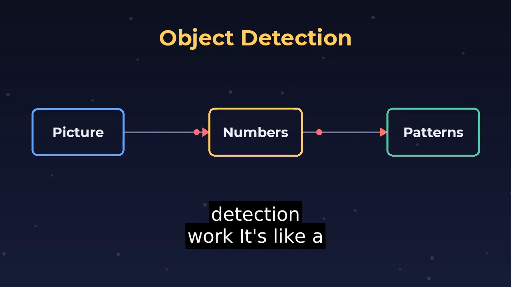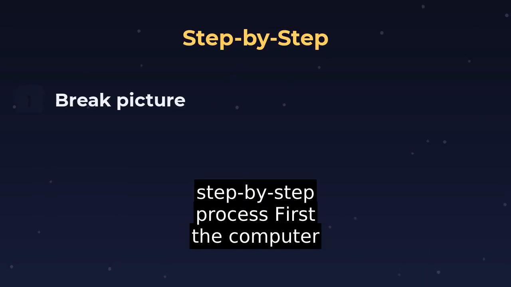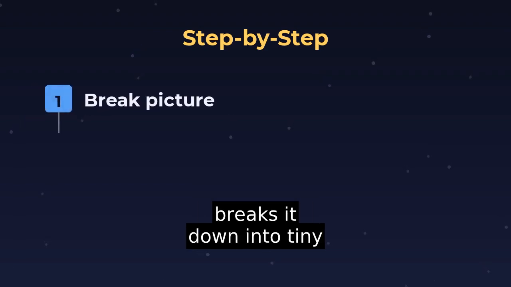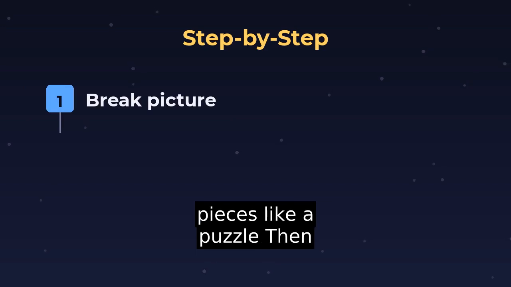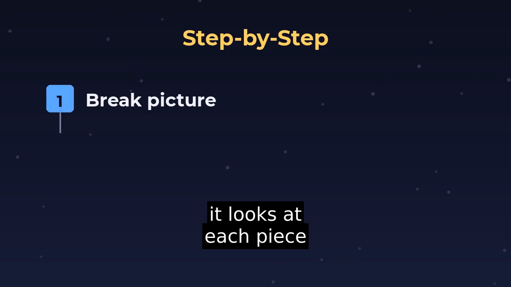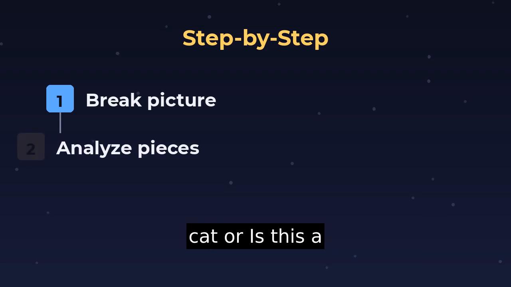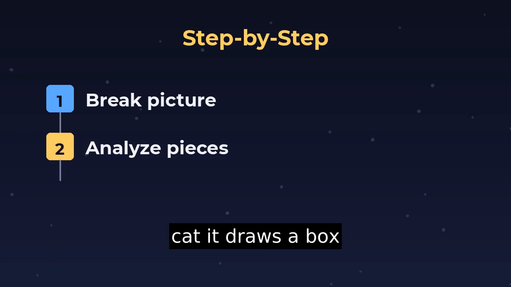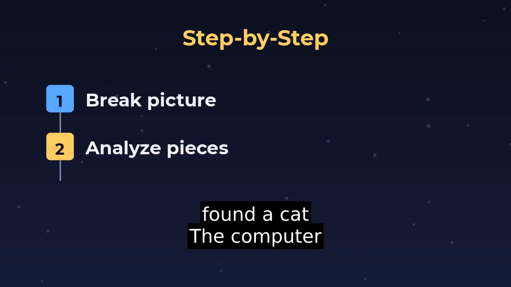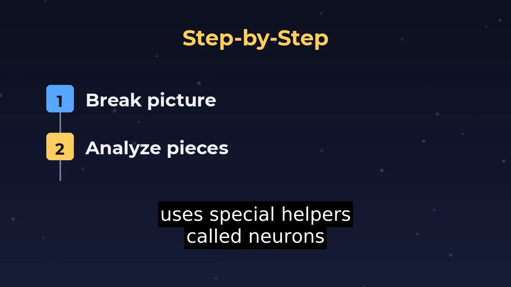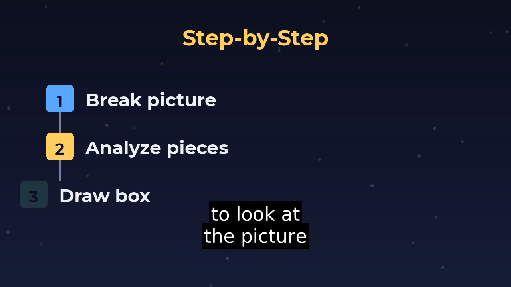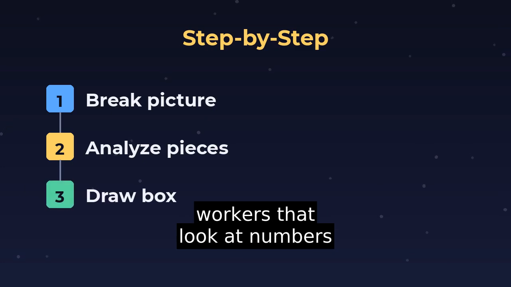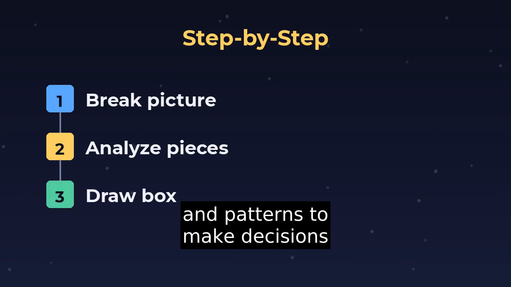So, how does object detection work? It's like a step-by-step process. First, the computer looks at the picture and breaks it down into tiny pieces, like a puzzle. Then, it looks at each piece and says, "Is this a cat, or is this a dog?" If it finds a piece that looks like a cat, it draws a box around it and says, "I found a cat." The computer uses special helpers called neurons to look at the picture and decide what's in it. These neurons are like tiny workers that look at numbers and patterns to make decisions.